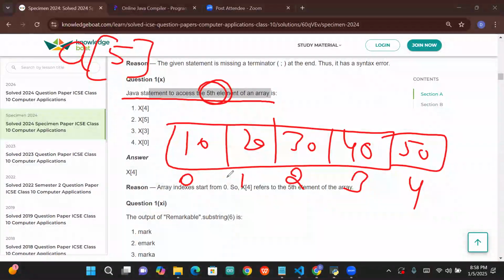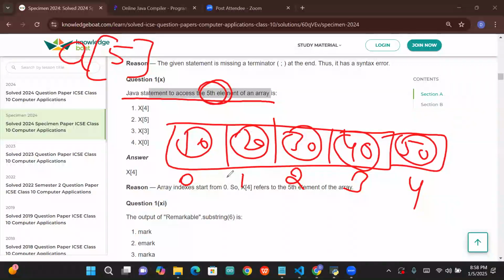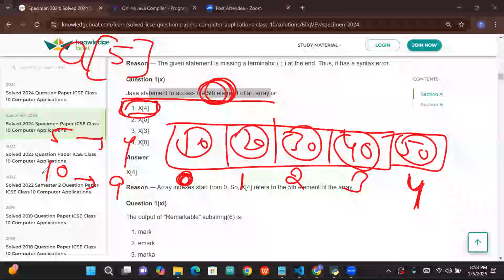See here. This is your fifth element, right? This is the first element, then the second, then the third, then the fourth, then the fifth element. But this is at the fourth position. Why the fourth position? Because you are starting from zero. So that's why the fifth element will be at the fourth position. If anyone asks you, the tenth element will be at the ninth position, right? So here the fifth element is at the fourth position, x[4].